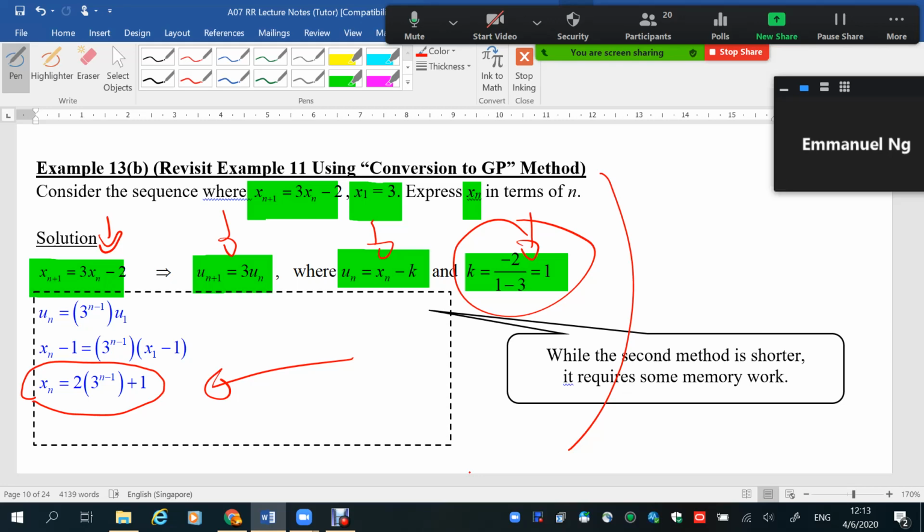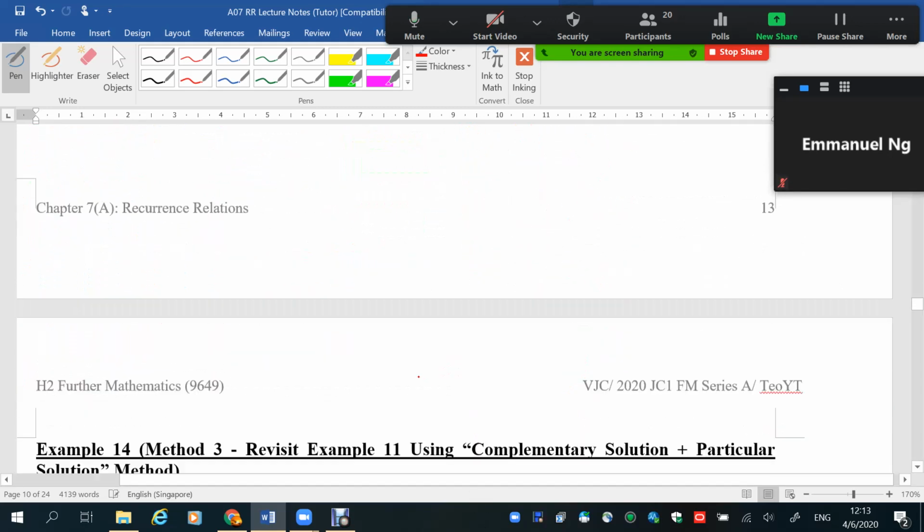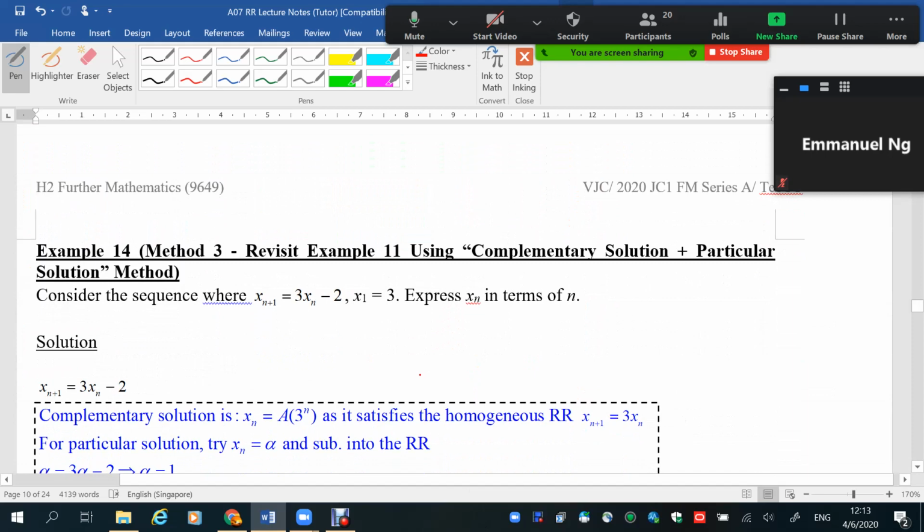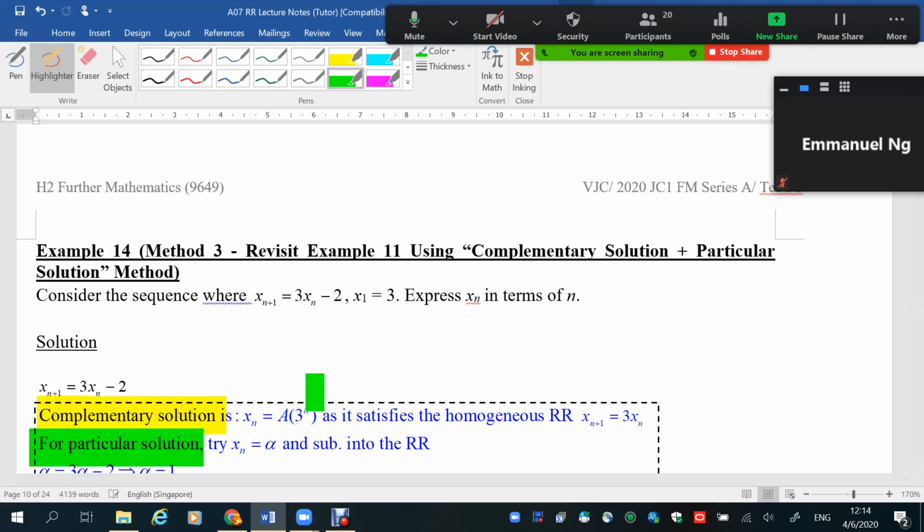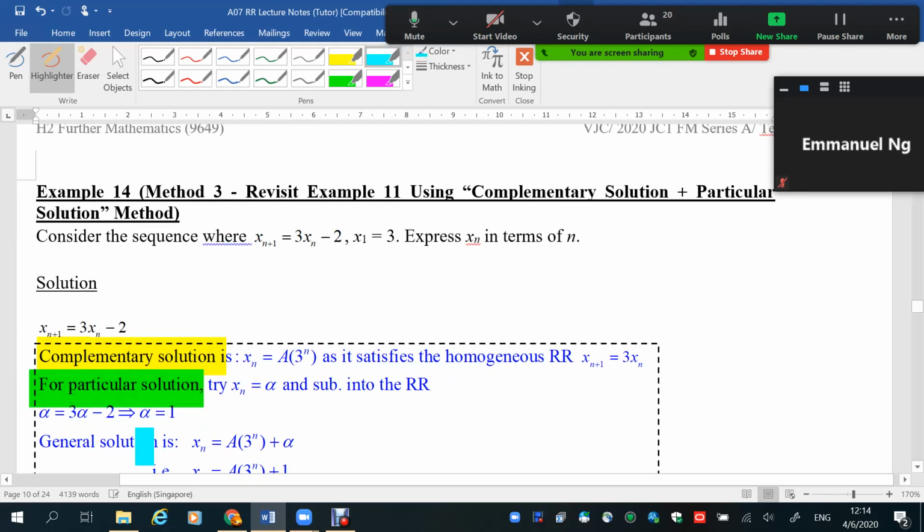Okay, my time is almost up. So I have one little bit to introduce to you. Take note, I have a complementary solution. I have a particular solution. Anybody can understand what's the meaning of complementary solution and particular solution? And then later on you have this thing in blue color, general solution. So many things coming out.